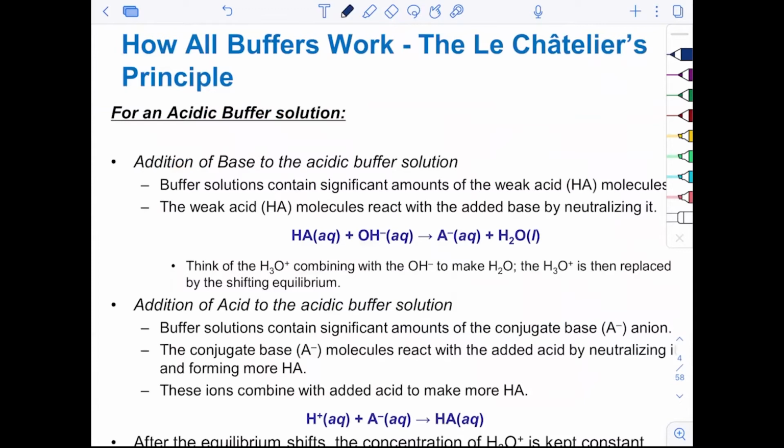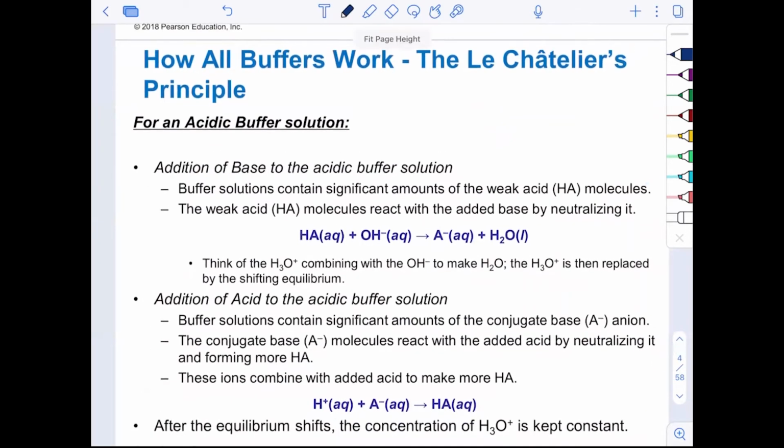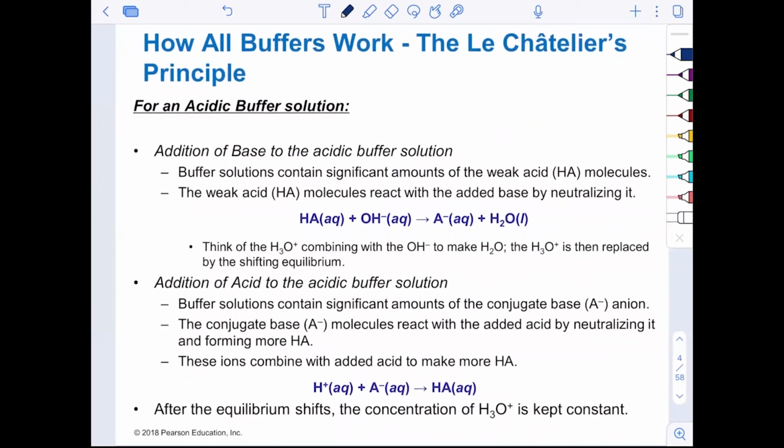How do buffers work? Well, they utilize Le Chatelier's principle. For an acidic buffer solution, we see that the addition of the base to the acidic buffer solution will create more conjugate base. Well, good, because we already had conjugate base in our reaction flask. And the addition of acid to the buffer system reacts with the conjugate base and it makes the original acid. Well, great. We already had the original weak acid in the solution.